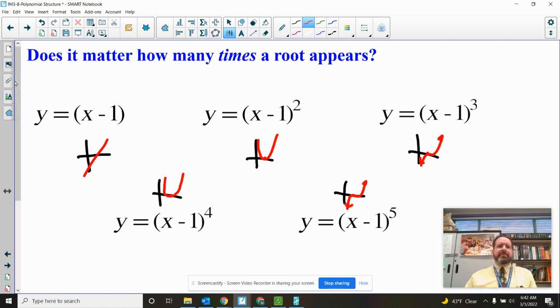It turns out that the number of times a root appears determines what happens at the intersection, whether you just shoot straight through, whether you just touch gently and go back, or whether you go through while leveling off. And you don't even have to look that hard to figure out what the differences are.